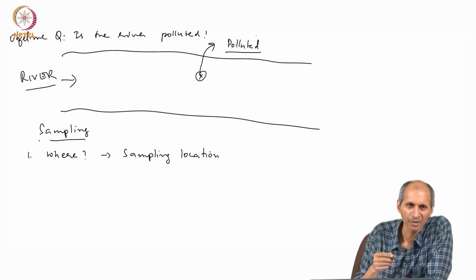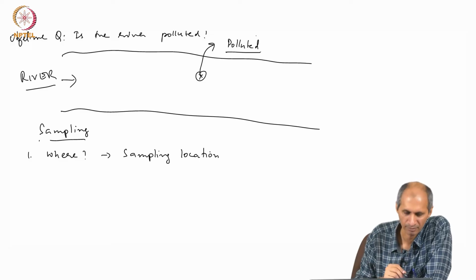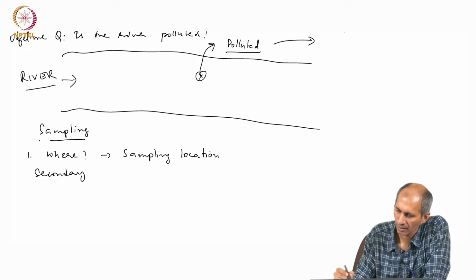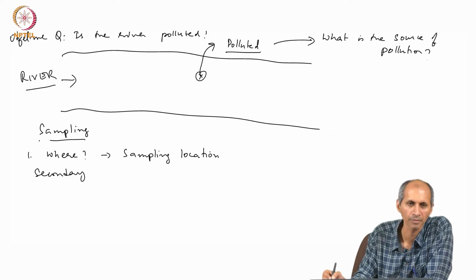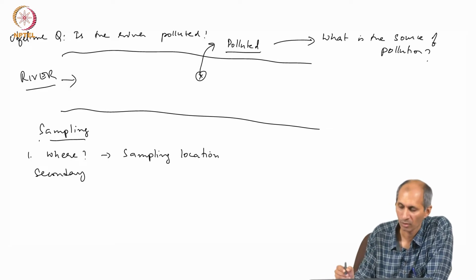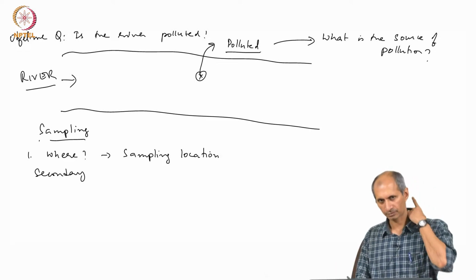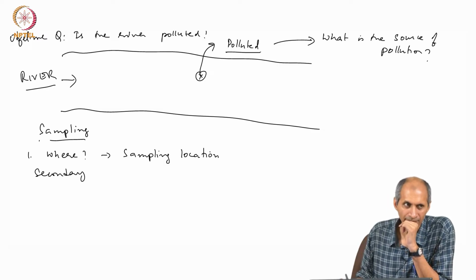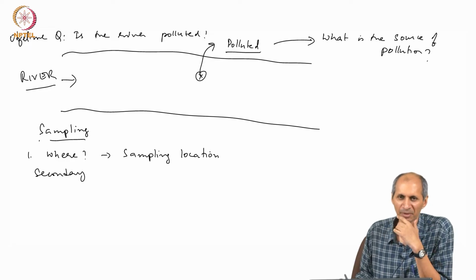So, that becomes a new objective now. How do you find the source of the pollutant? By using monitoring. You have a secondary question that has now appeared. Based on this pollution, you will find what is the source of pollution. Now, this is a new sampling objective. What will you do now for this? Where will you sample? This is a difficult question.